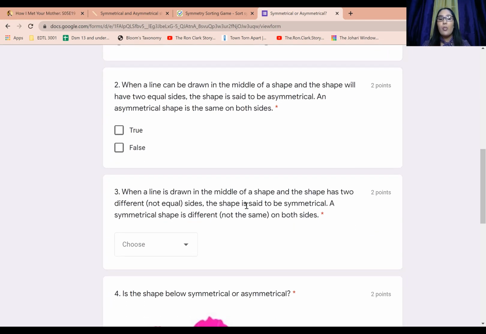Question 2. When a line can be drawn in the middle of a shape and the shape will have two equal sides, the shape is said to be asymmetrical. An asymmetrical shape is the same on both sides. Is this true or false? Very good. It's false because why? Tell me why. Right? When a line is drawn down the middle of a shape and the shape has two equal sides, it's actually symmetrical. Very good.